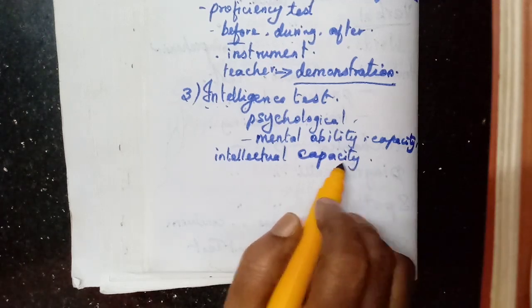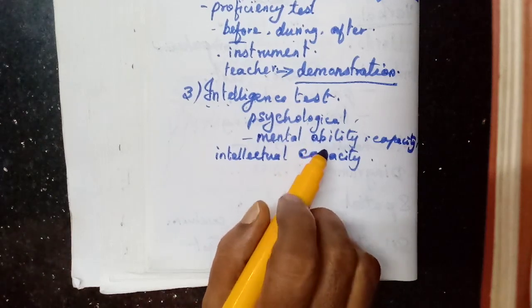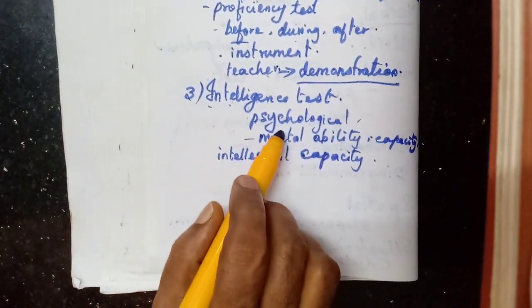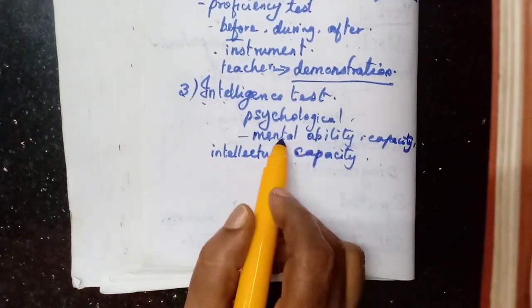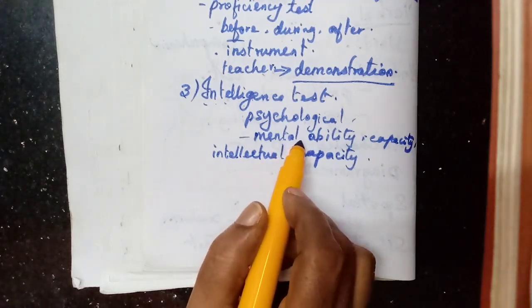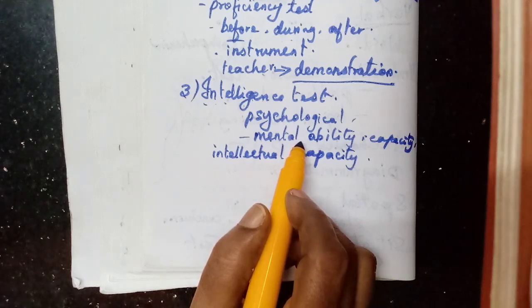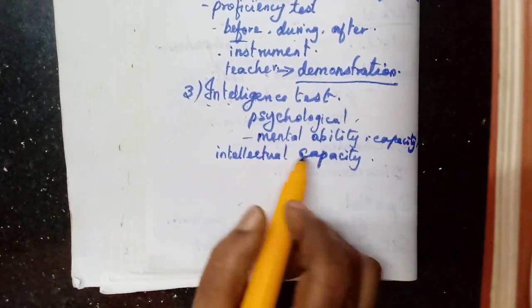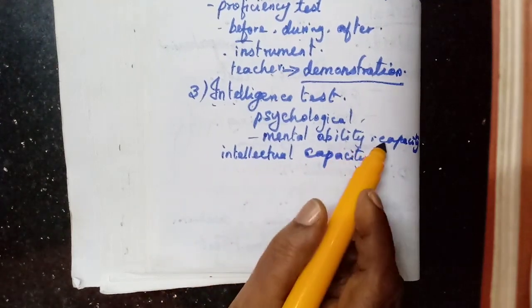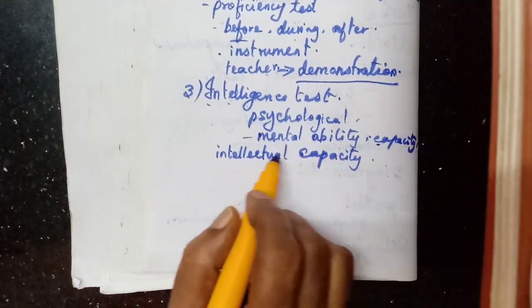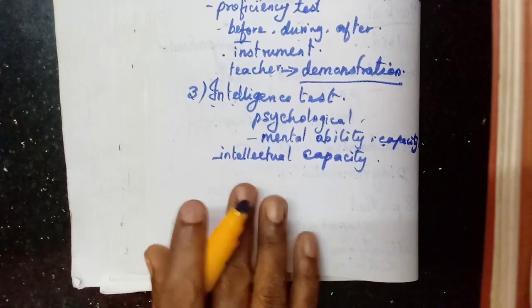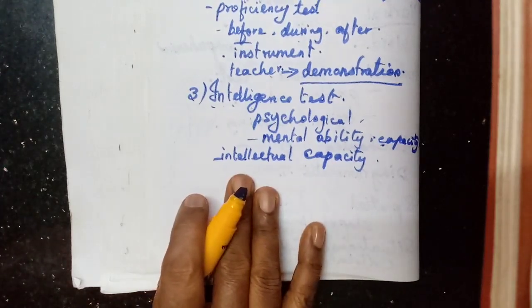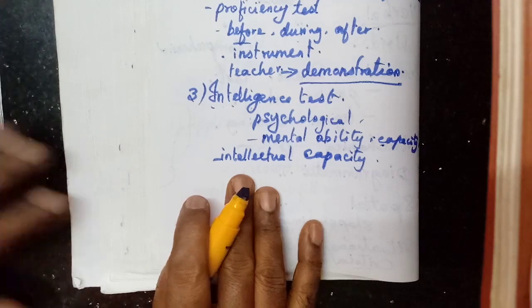The intellectual capacity of the candidate will be tested by asking some questions. That is called intelligence test. It's a psychological test. It is given to check the candidate's variety of mental abilities. He may have many mental abilities that will be tested, and the individual capacity of the candidate will be checked. The main aim of conducting these intelligence tests is to check that person's intellectual capacity. Okay, third one over.